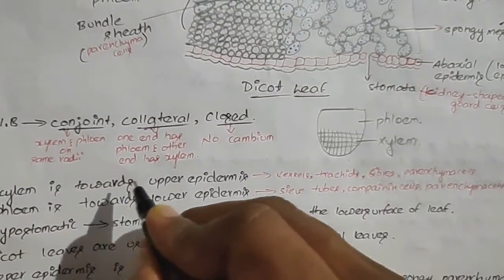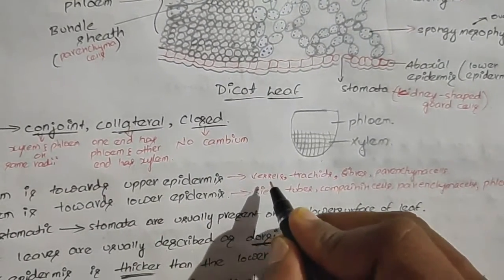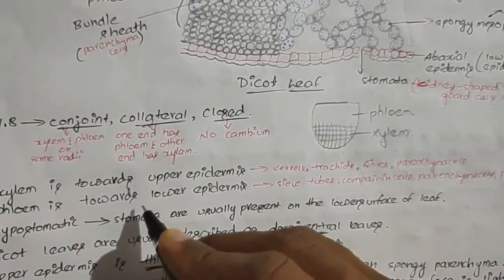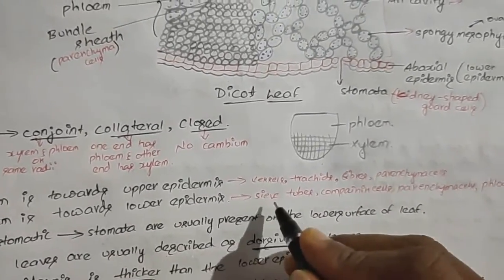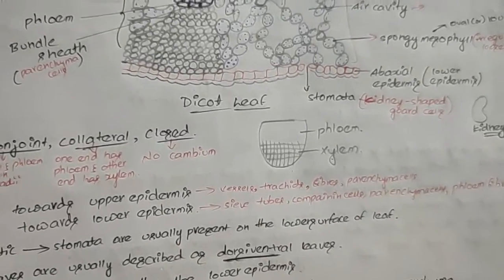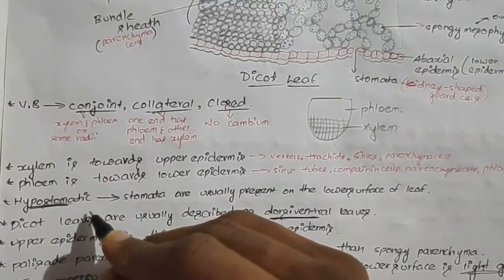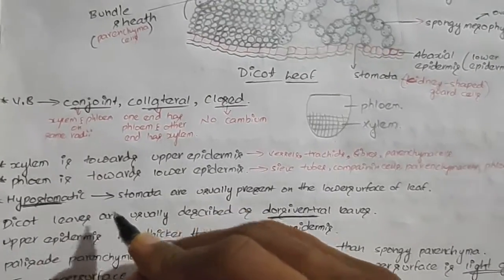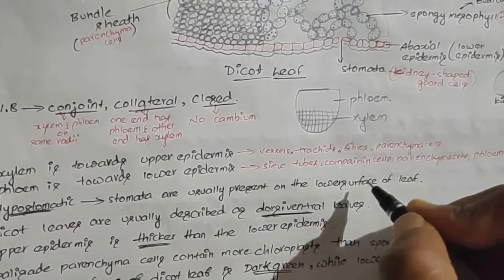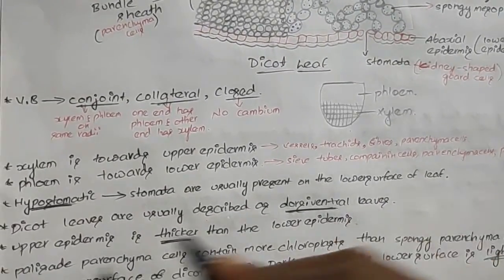The xylem, which is present toward the upper side, contains vessels, tracheids, xylem fibers and parenchyma cells, and the phloem, which is towards the lower epidermis, consists of sieve tubes, companion cells, parenchyma cells and phloem fibers. Dicotyledon leaves are hypostomatic leaves, because hypostomatic means the stomata are usually present on the lower surface of the leaf. The upper surface may have them or be completely without.